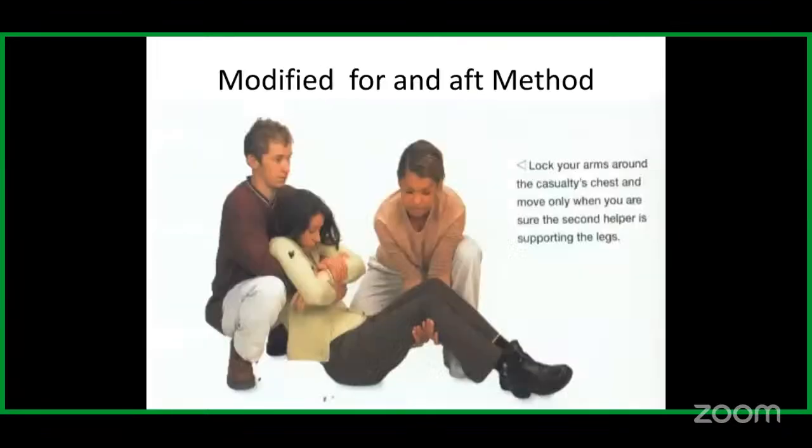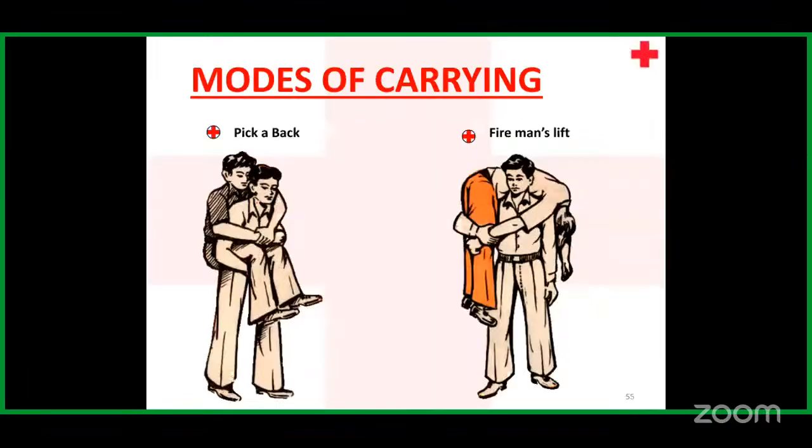Okay. So fireman lift is one of the easy methods. Our youth can be trained on this method to hold the casualty on the shoulders in case of any emergency, to move the casualty away from the danger as well as shift them to a stretcher or an ambulance.